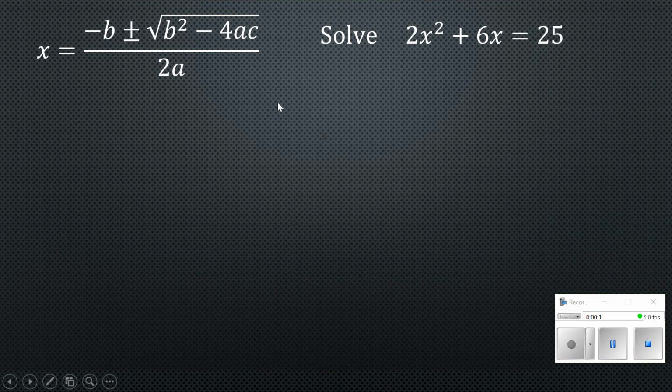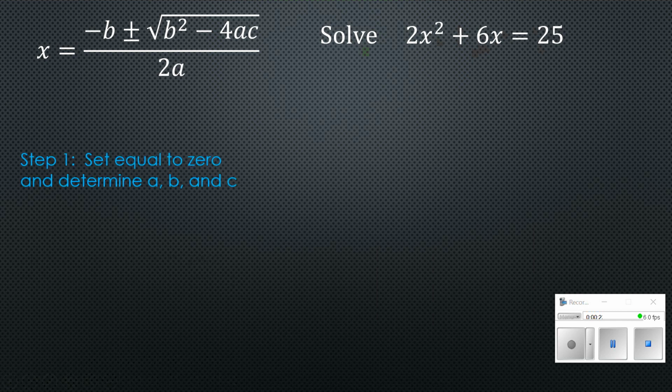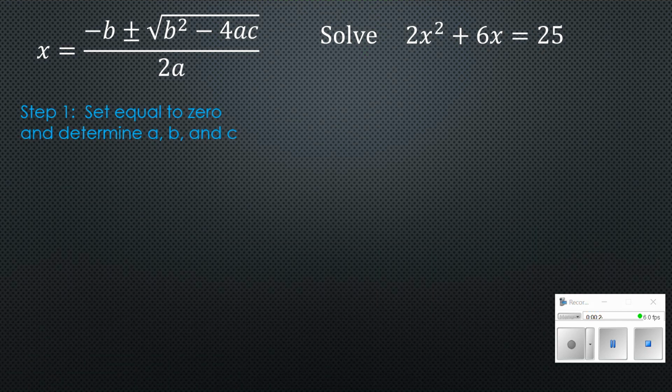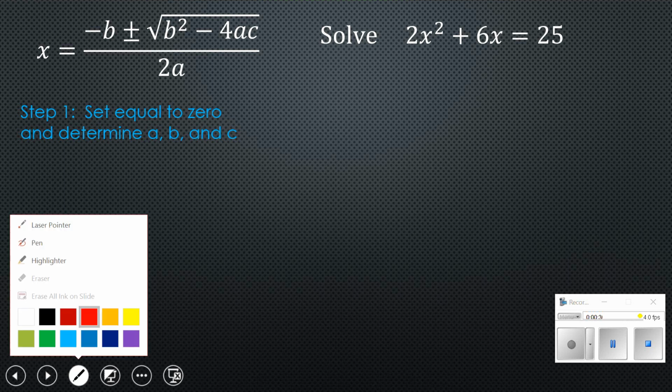Here is our quadratic formula up here, and we have our equation that we're going to solve over here. So let's look at the steps. I've broken it down into three simple steps. Step one is set the equation equal to 0 and determine your A, B, and C. So at this stage, let's go ahead and do that.